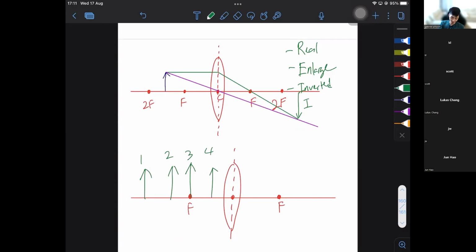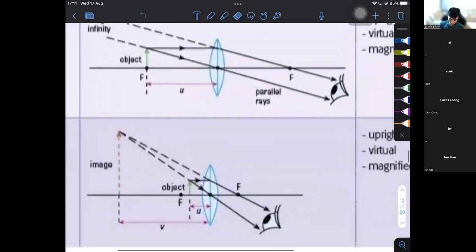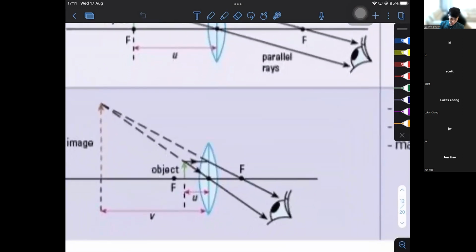Bro, it's supposed to be 4. Why? What did I mention last week? I said that in order for the lens to behave like a magnifying glass, it must be placed in between the focal point and the optical center. In fact, it is given here as well. Look, this is your magnifying glass. Your object should be placed in between the focal point and the optical center, right? Only when you place the object here can you find this lens behaving like a magnifying glass.